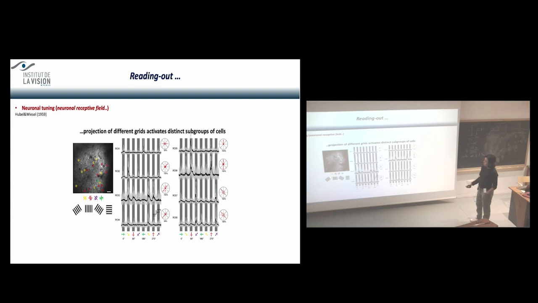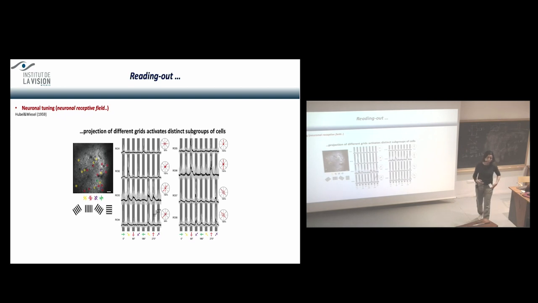And for example, if we project grids of different orientation, not all of them will respond in the same way, but there are some cells here in yellow that will fire when the grid has this orientation, others when the orientation is this one, and others when it is this one. And this is what we call neuronal tuning.